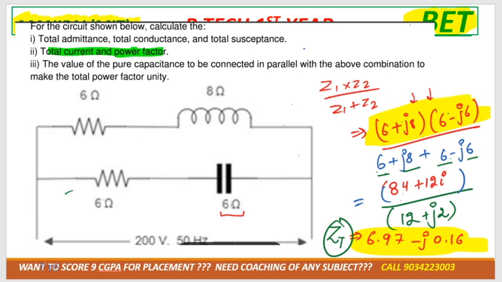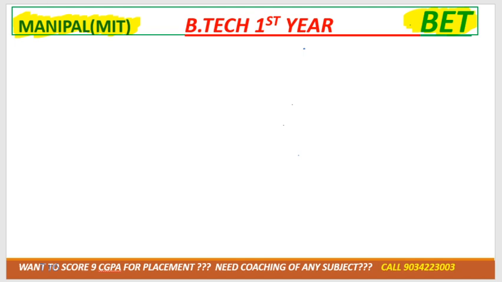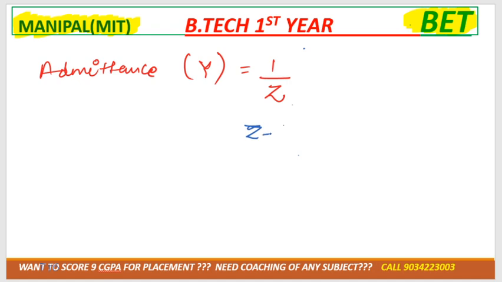Next we need to calculate admittance, conductance and total susceptance. So let me tell you the formula of all these. Total admittance. Admittance is basically denoted by Y and it is equal to 1 by Z. Right? पढ़ा हुआ है तुमने. So ZT you have already calculated. उसको inverse कर दो 1 by ZT. Then after doing this you will get admittance, that is Y.